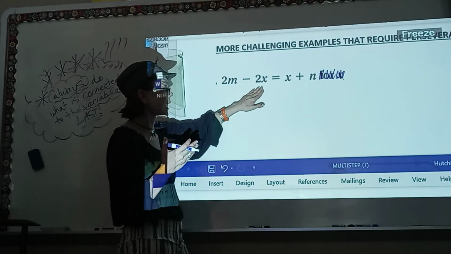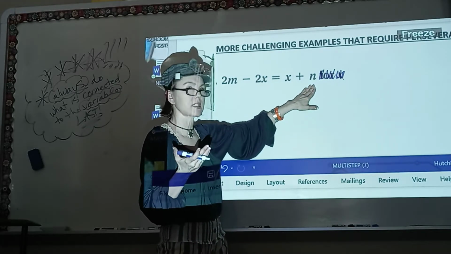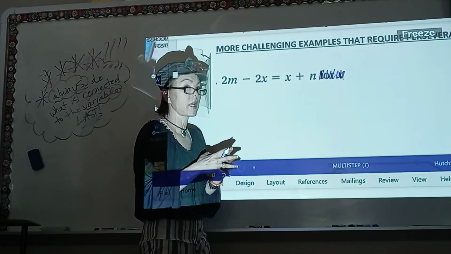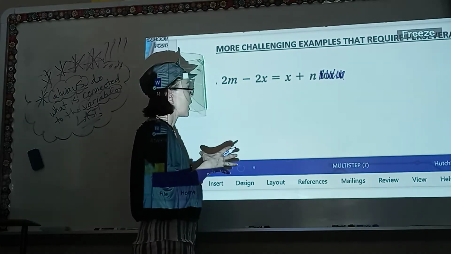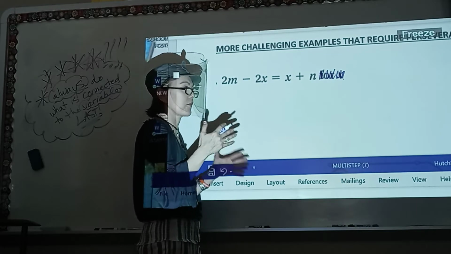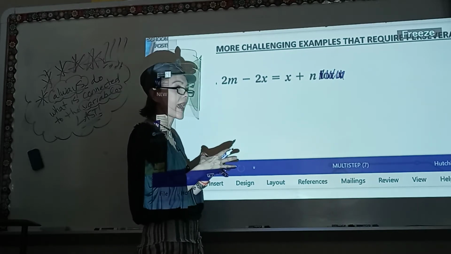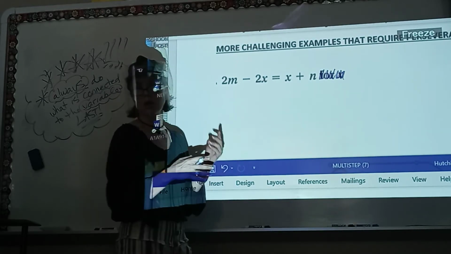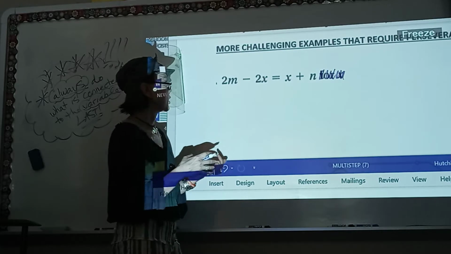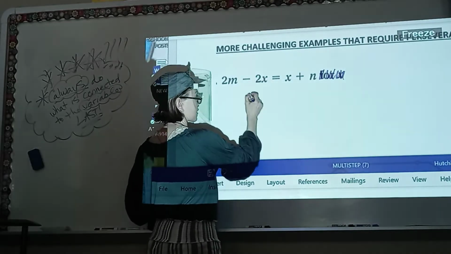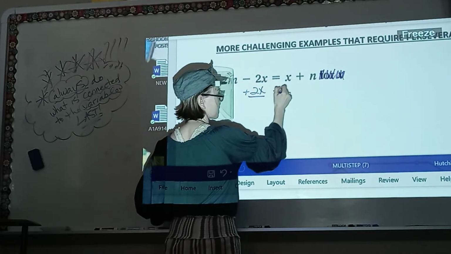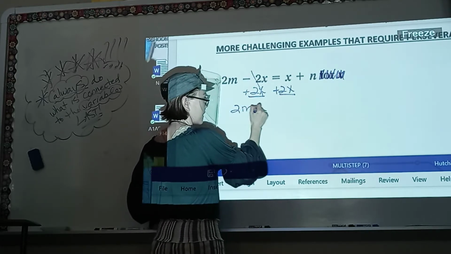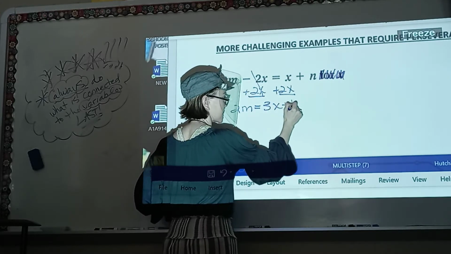We have 2m minus 2x on this side and x plus n on this side. So we need to get the X to one side. Well, that trumps everything, because what have we said about having the variable on both sides? We cannot have that. So I'm going to do what's going to give me the positive result. Eyes up here. I'm going to move this 2x to the other side, so we're going to add 2x because that will give me a positive result. Bring down our 2m equals 3x plus n.